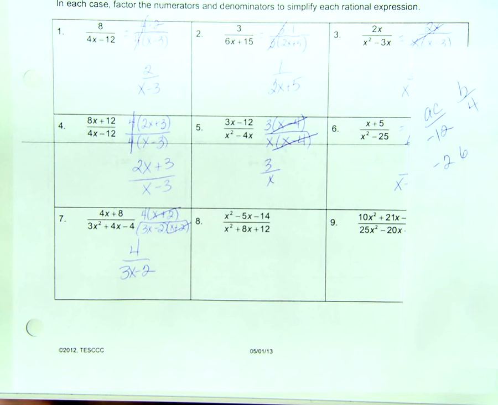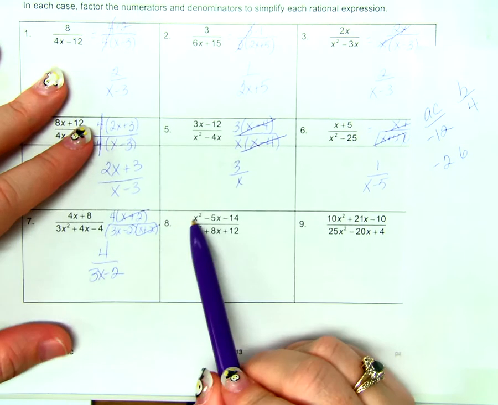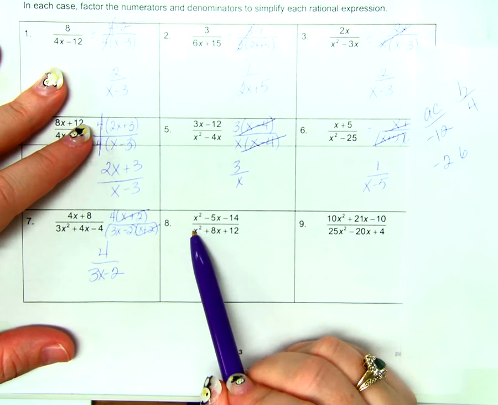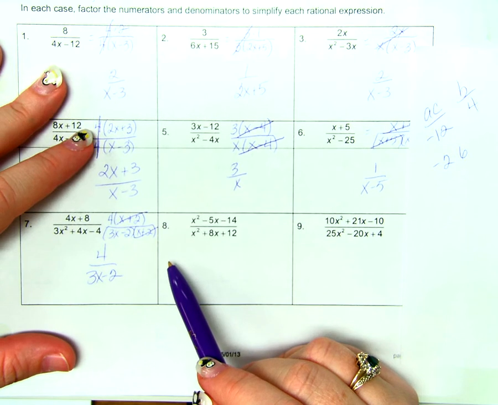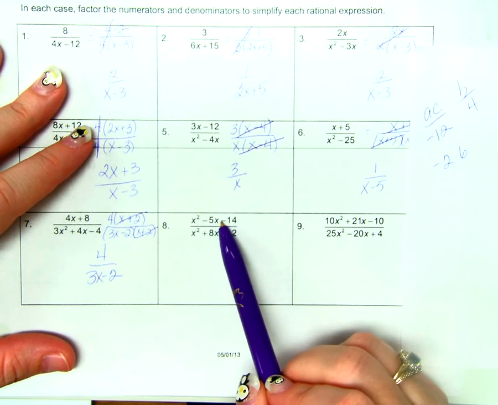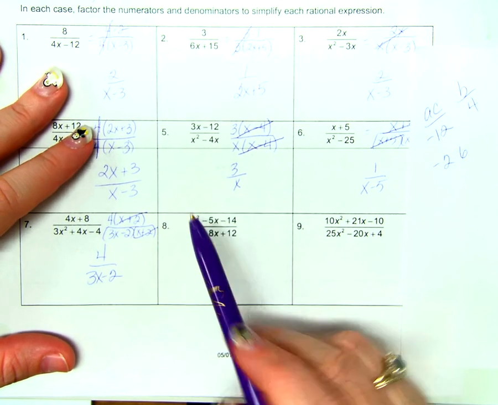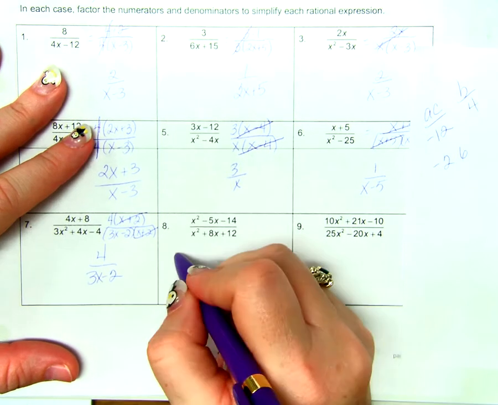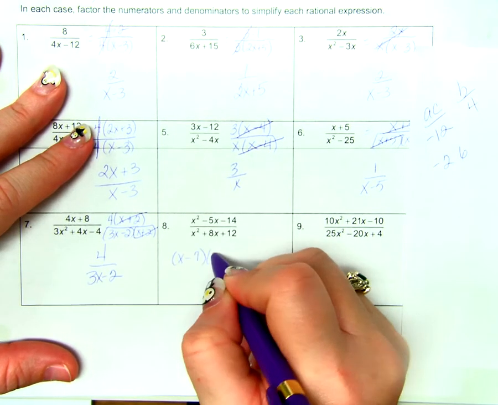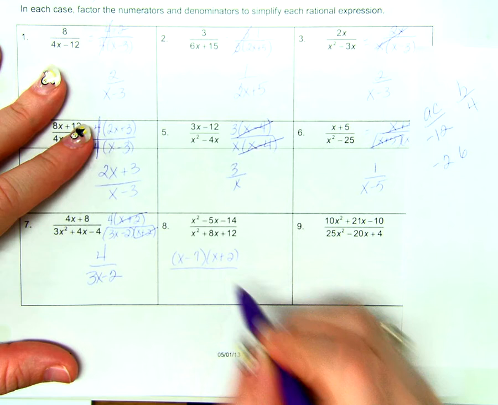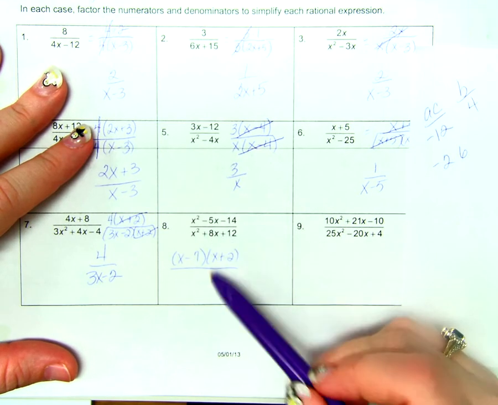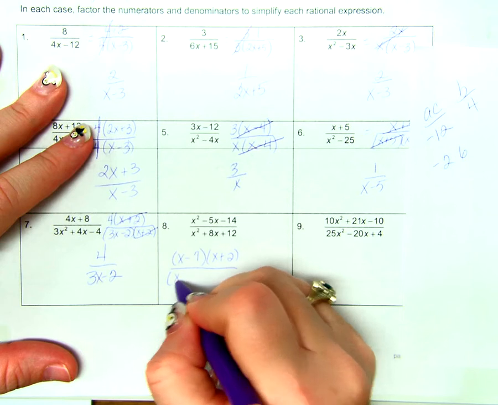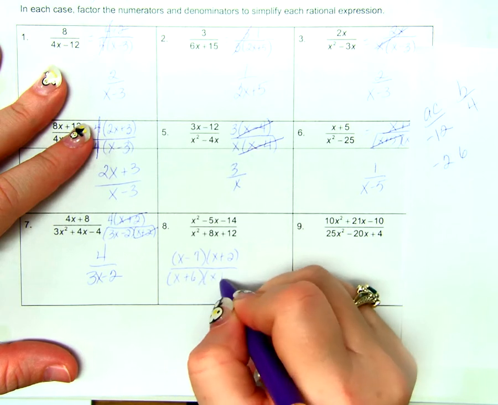So what about 8? Ooh, these have a leading coefficient of 1, so can I just do the shortcut? What two numbers multiply to be negative 14 and add to be negative 5? Negative 7 and 2, so I have x minus 7 and x plus 2. What two numbers multiply to be 12 and add to be 8? 6 and 2, x plus 6, x plus 2.